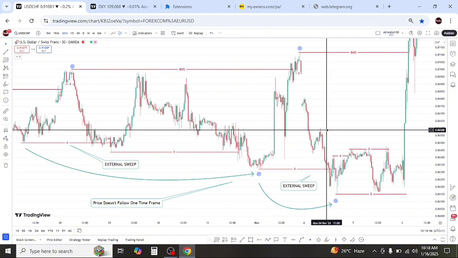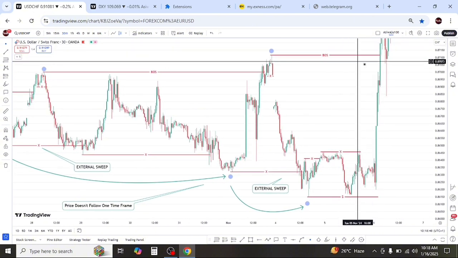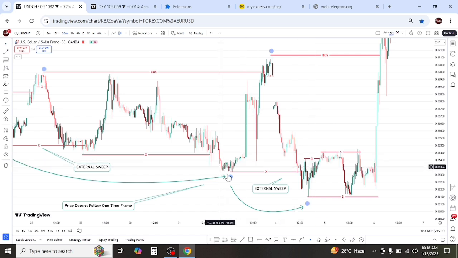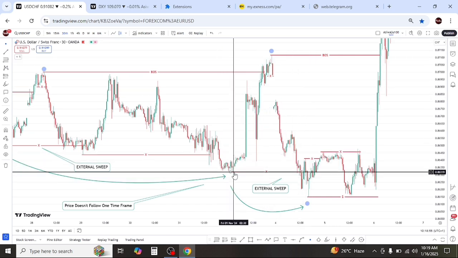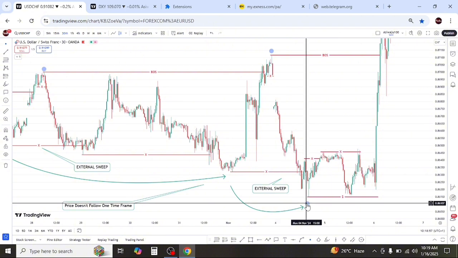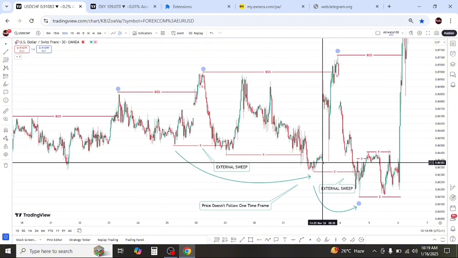So our major high, immediately we have a break of this high, our major low shifted from this point. This low no longer becomes our major low. So our major low shifted from this point to this point. So as you can see, I hope you understand this.